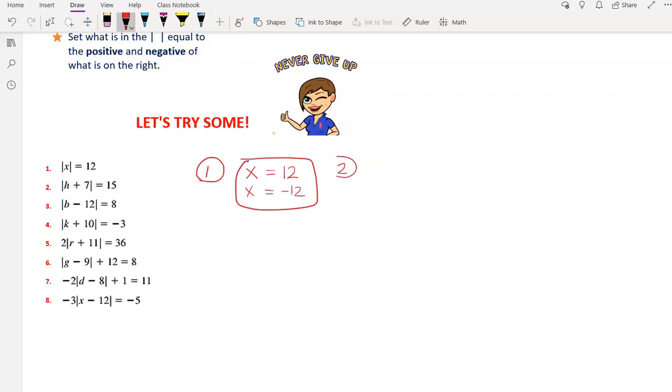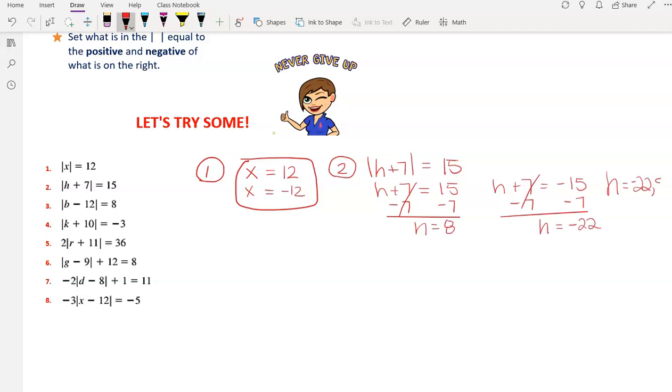Number two, we have the absolute value of H plus 7 is equal to 15. Well, the rule says take everything inside the bars and set it equal to the positive, and then take everything inside the bars and set it equal to the negative of whatever is on the right. And then from here, we just basically have some one-step equations. So we have our final answer that H is equal to negative 22 and 8.